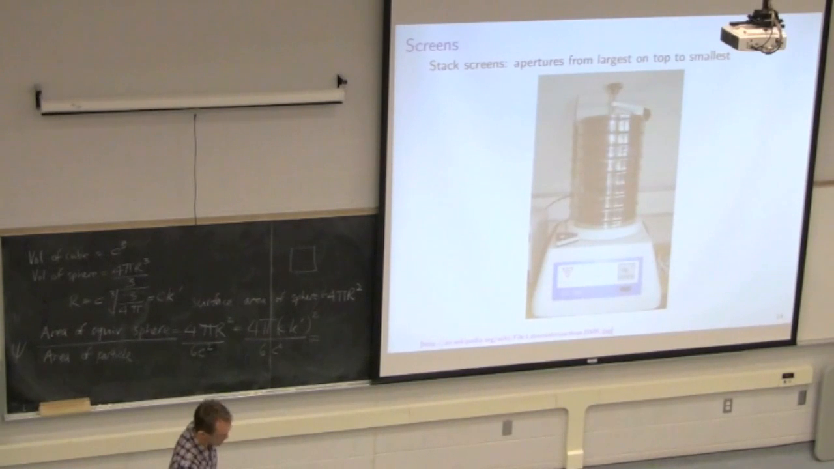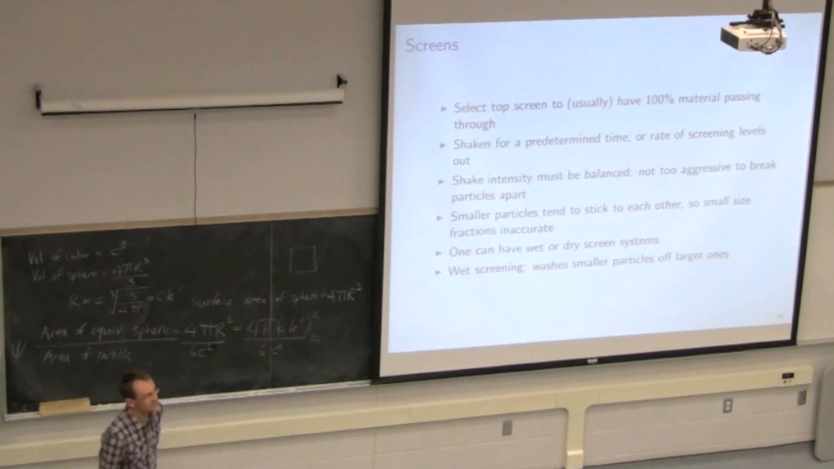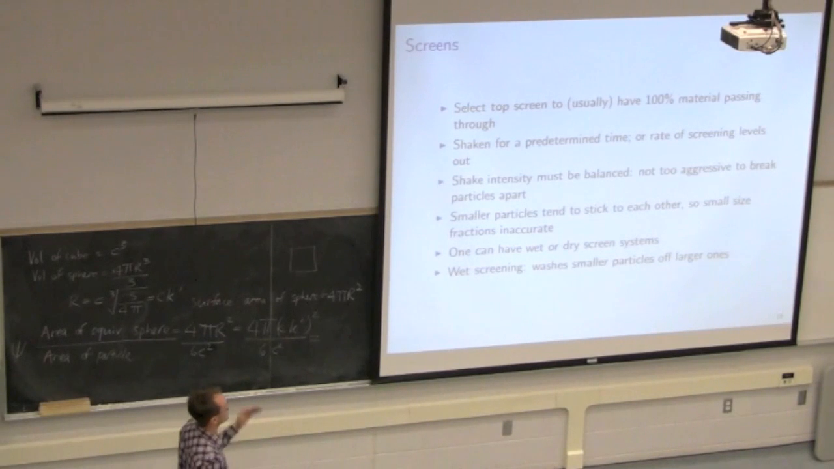By convention, also, you pick your first screen so that 100% of your material will pass through that screen. The reason is, if you don't do that, then you're never quite sure if that top screen has particles of a larger size. So you need to do it by trial and error, but the first screen, usually you aim to have 100% of your material passing through, so you can guarantee all the particles are at least smaller than that size. And then the subsequent screens will catch the amount of particles.